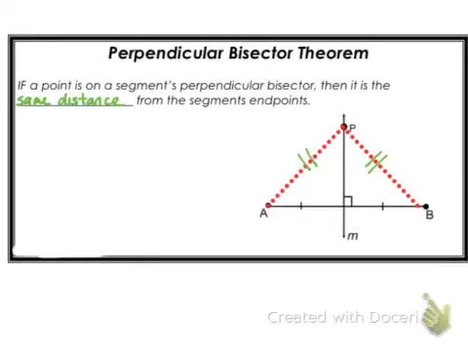So we can say that the distance from P to A is congruent to the distance from P to B, excuse me, that should say PB.